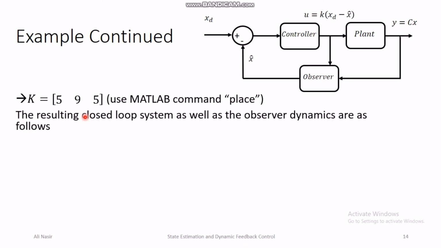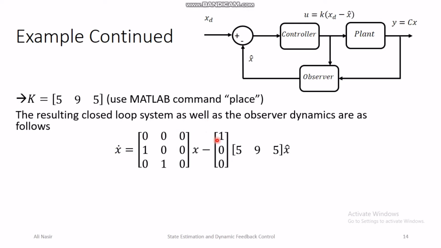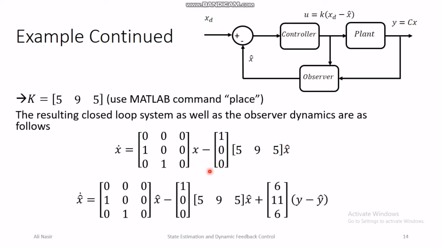The resulting closed loop system as well as the observer dynamics are given as follows. The original system was x dot equals Ax plus Bu, and instead of u we have minus K x hat, where K is the gain that we calculated with our desirable closed loop eigenvalues. In this case we are just trying to stabilize, so x desired is equal to 0 and u is equal to minus K x hat. This is what will be implemented in the controller. The dynamics are automatic in the plant. In the controller you should only be implementing u equals minus K x hat, calculating the value of u.